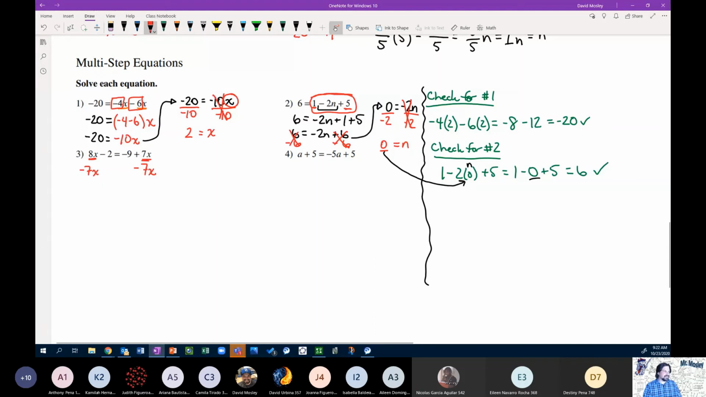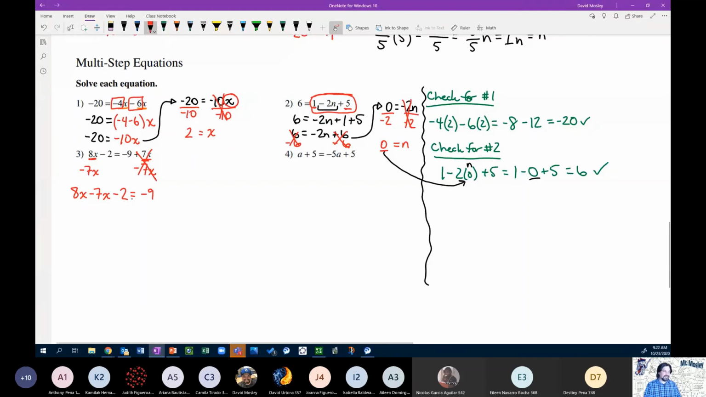So plus 7x minus 7x is 0, right? It behaves just like a number. If I have 7 times something and I subtract 7 times something, that's gone. It goes away. So I've gotten rid of the variable on the right-hand side. But to keep everything balanced, I have to do that same thing to the left. So we have 8x minus 7x minus 2 equals negative 9.